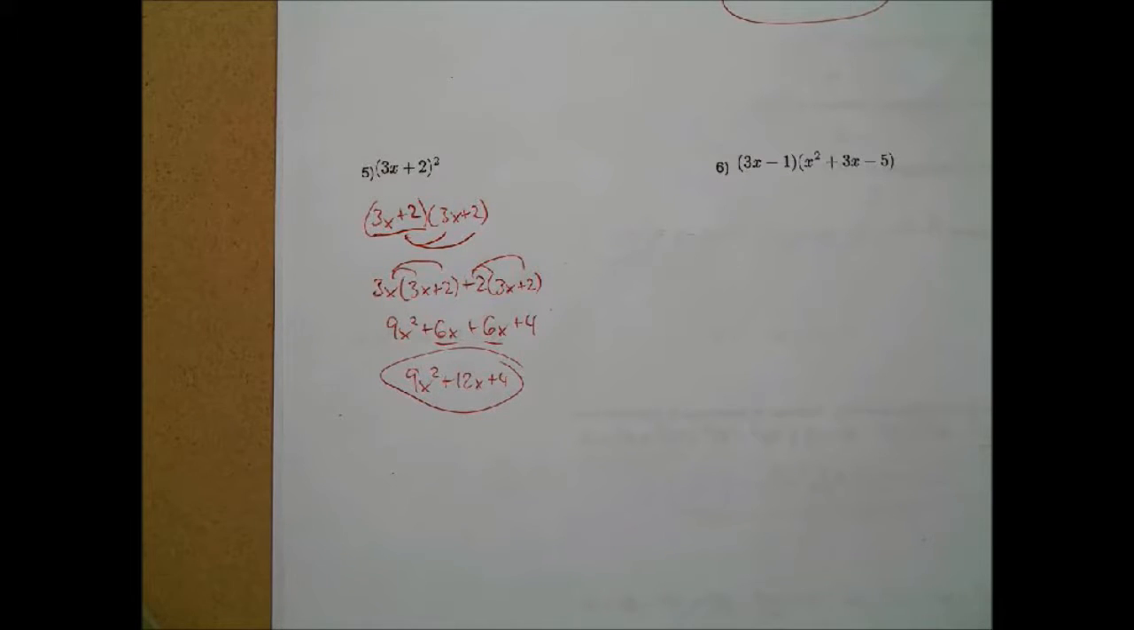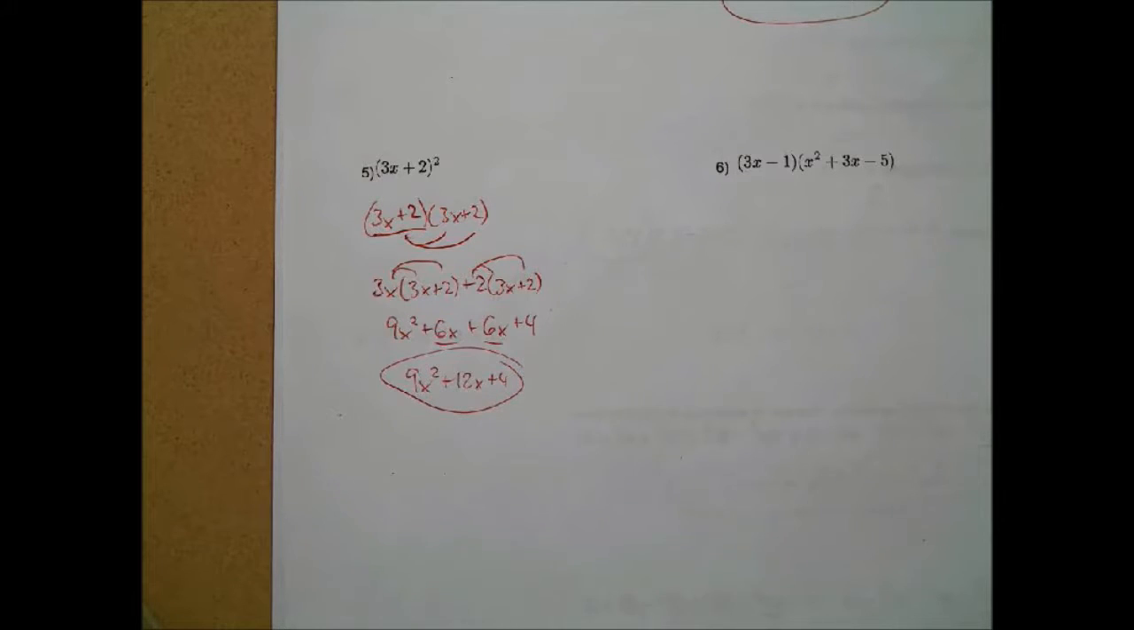Again, this is in front of parentheses, so distribute it. 3x plus 2 times 3x. So you get that, right? 3x plus 2 times 2. So just get that. Then distribute one more time, and then get this. Like terms combine to make 12, and there's your final answer. Okay, that's what you've got to do.